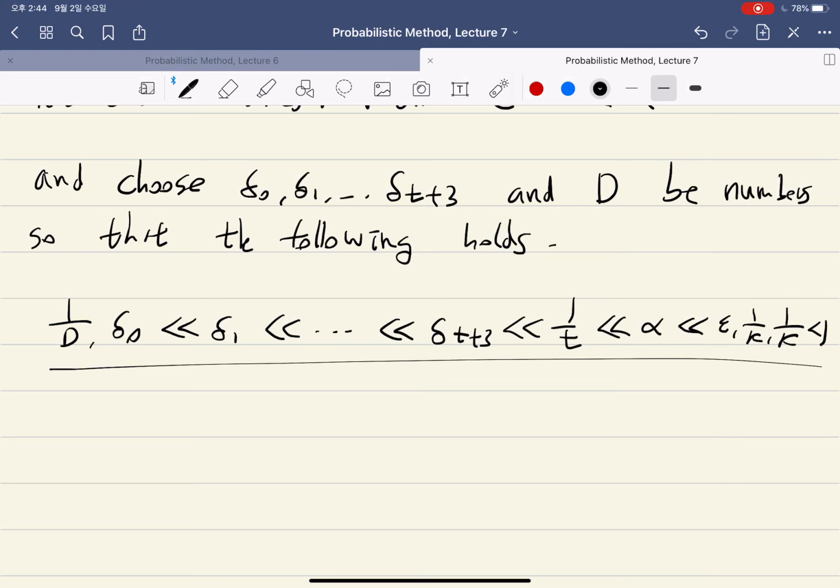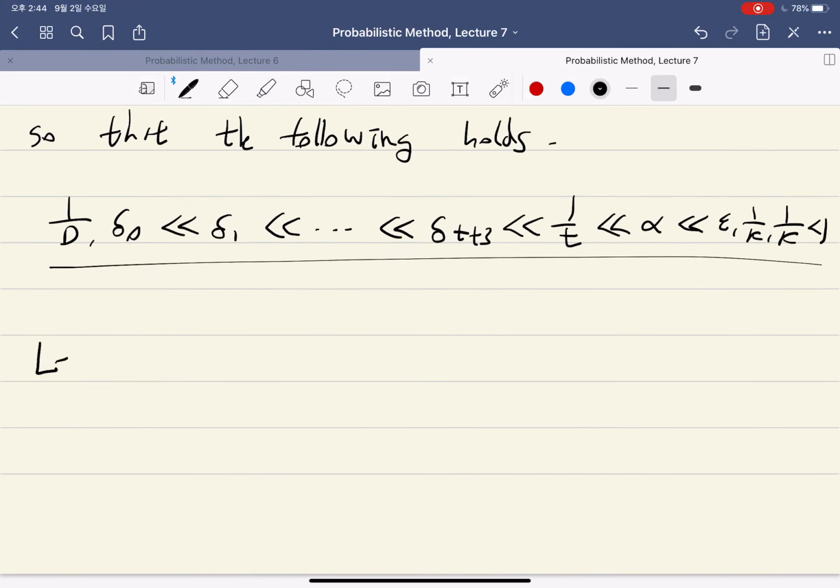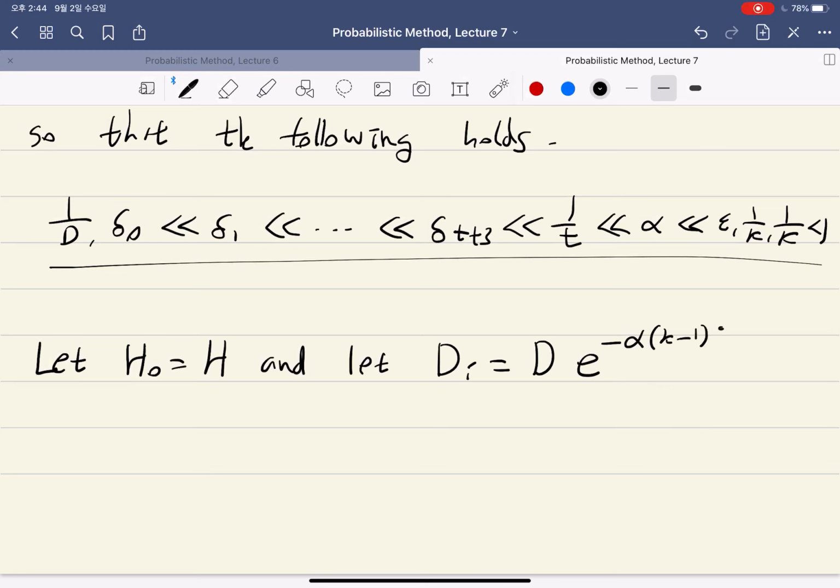So now with that, we start our proof. Let H0 be H, and let Di be D times e to the minus alpha k minus 1 i. So for example, D0 is D, and let Ni be N times e to the minus alpha i. Again, N0 is N.